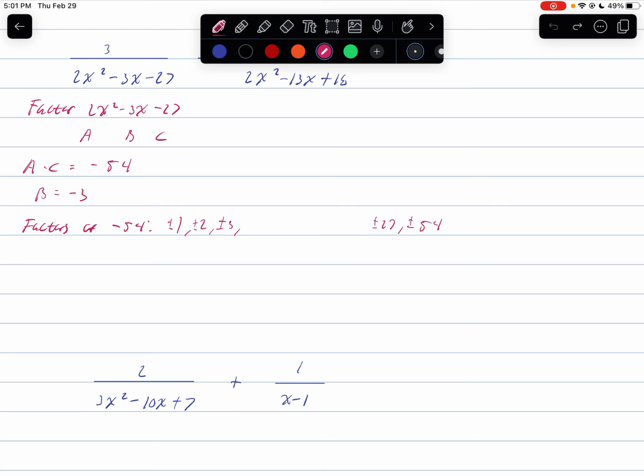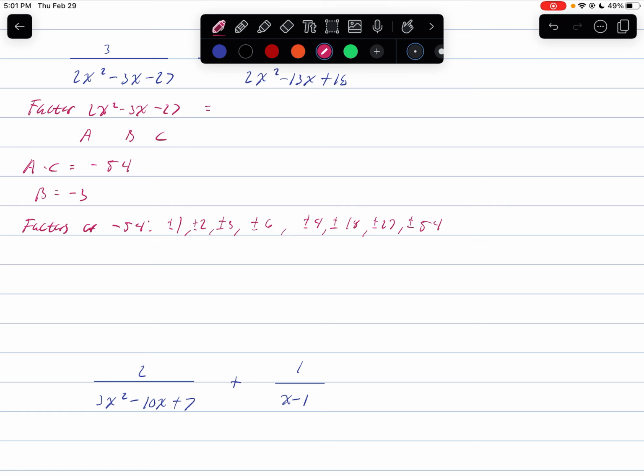Okay, we have plus or minus 18. And then we have plus or minus 6, plus or minus 9. And I think, yep, that's probably going to be our answer right here. We can do 6 and negative 9. Okay, 6 and negative 9 are going to give us our answer here.